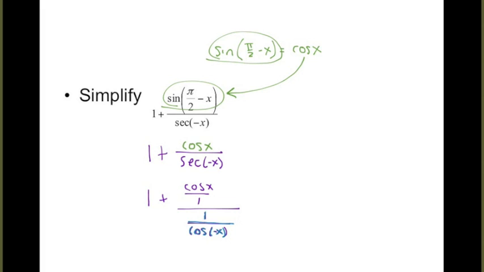How do I divide by a fraction? Multiply by the reciprocal. So instead of dividing by this fraction, I'm going to multiply by the reciprocal of it. And that gives me 1 plus cosine of x times cosine of negative x.